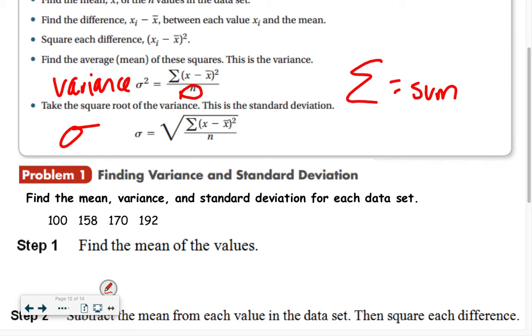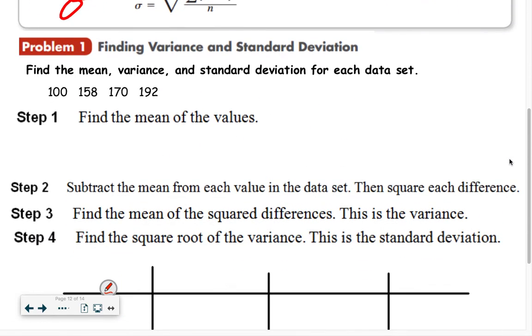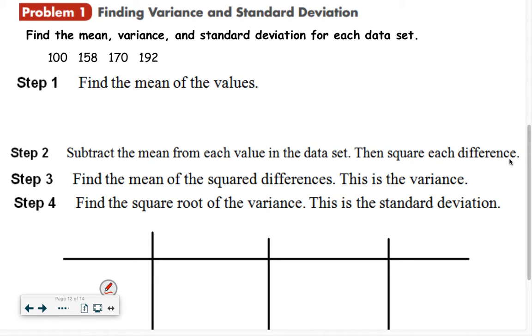Okay, so we're going to jump into it. Hopefully you have a calculator. If not, come grab one. Start off finding the mean of 100, 158, 170, and 192. Somebody remind me how we do that? Add them up, divide by 4, the number there are. 155. Everybody get that? Okay, so we're good on mean. Mean is 155.